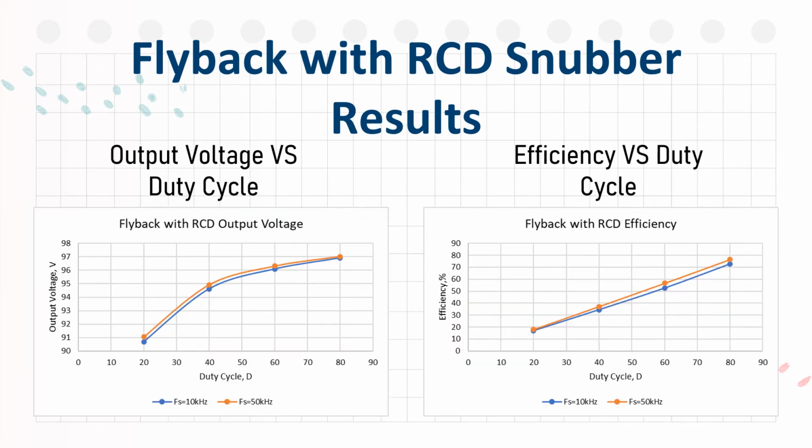Next, on the left side, output voltage versus duty cycle. As the duty cycle increases, the output voltage also increases. When the switching frequency is 50 kHz, it produces higher output voltage compared to when the switching frequency is 10 kHz. On the right side is efficiency versus duty cycle. For efficiency, as the duty cycle increases, the efficiency also increases. And when the switching frequency is 50 kHz, it produces higher efficiency than when the switching frequency is 10 kHz.